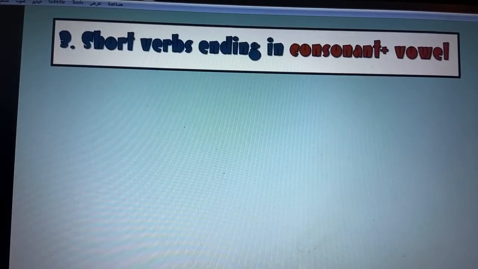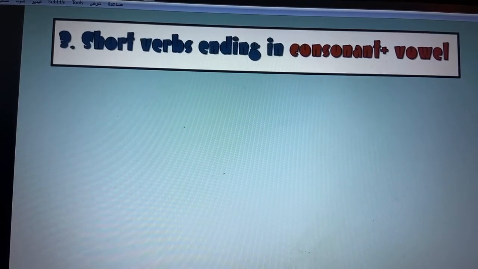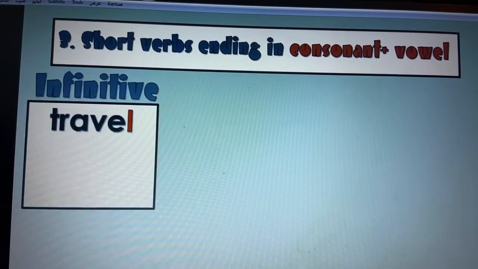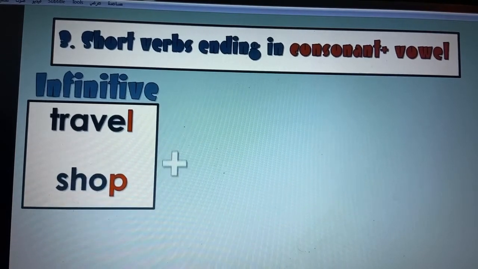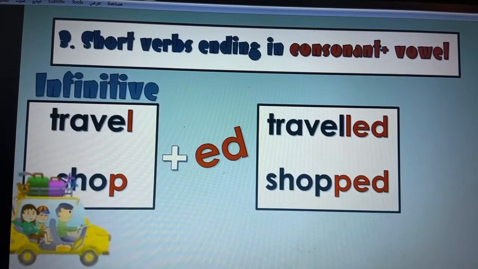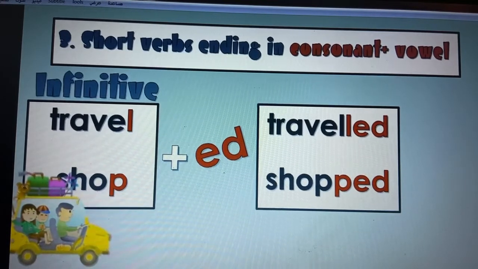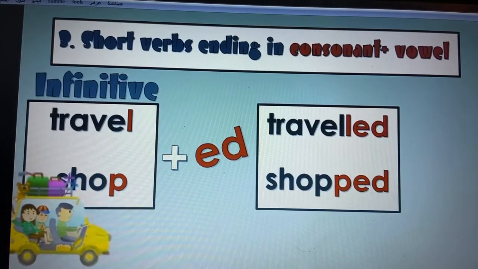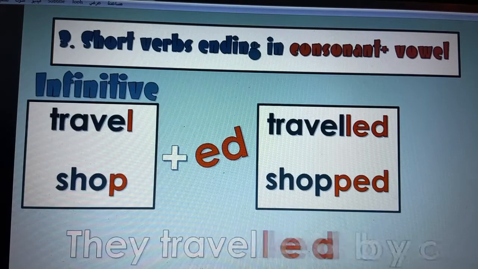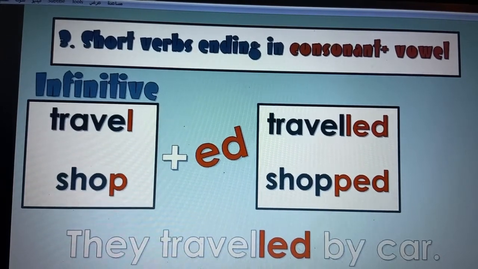Number 2, short verbs ending in consonant, vowel, consonant. For example, travel, shop. In this case, we double the last consonant and add ed. Travel, we double the letter L, then we add ed. And in shop, we double the P, then we add ed. They traveled by car. Look at the infinitive form and look at the past simple form. We doubled the letter L. After that, we added ed.